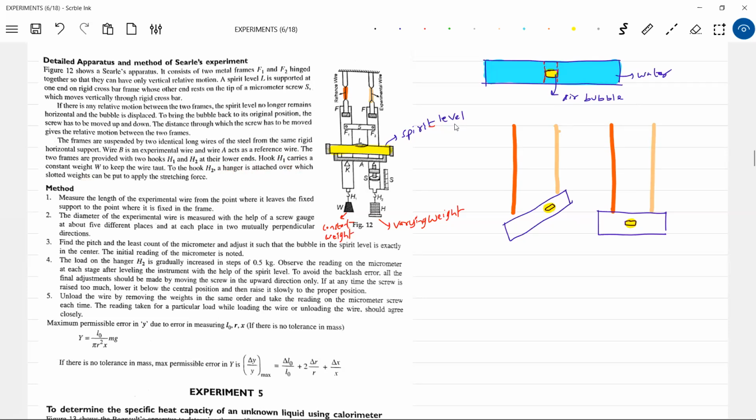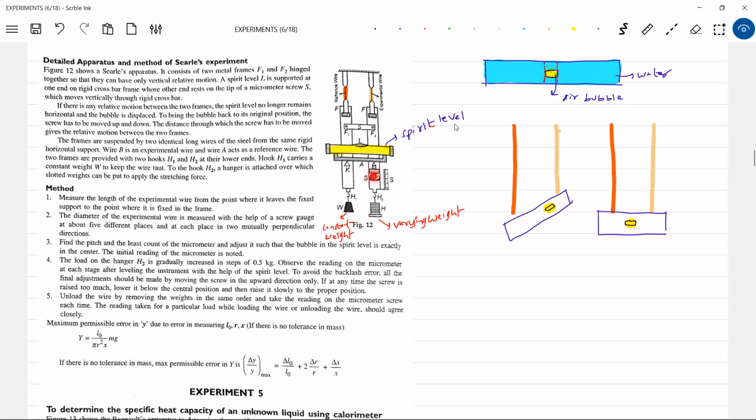Okay, H2. Here I will keep on increasing the load. As I increase the load, this particular frame is going to move down, so the wire will get elongated. Now to measure how much this elongation is, I'll rotate the screw here.